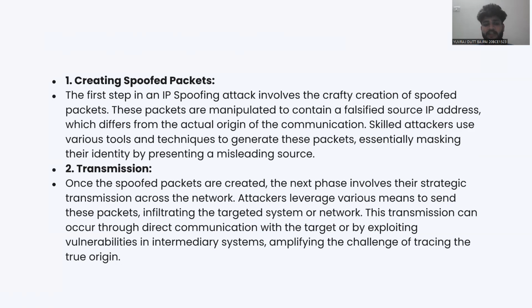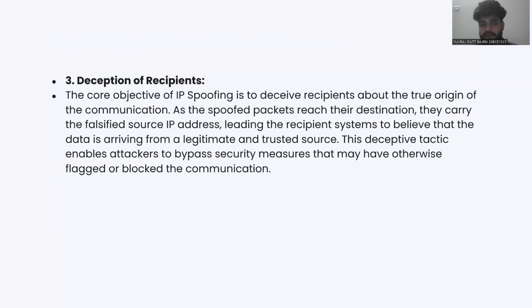The transmission. Once the spoof packets are created, the next phase involves the strategic transmission across the network. Attackers leverage various means to send these packets, infiltrating the target system or network. This transmission can occur through direct communication with the target or by exploiting vulnerabilities in intermediary systems, amplifying the challenge of tracing the true origin.